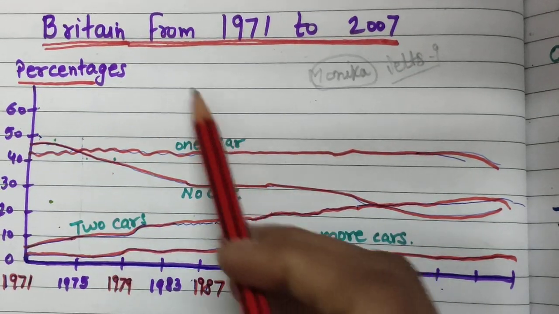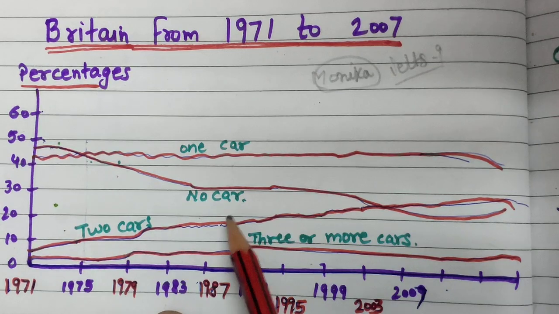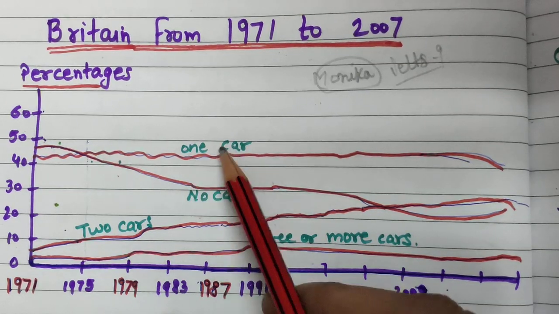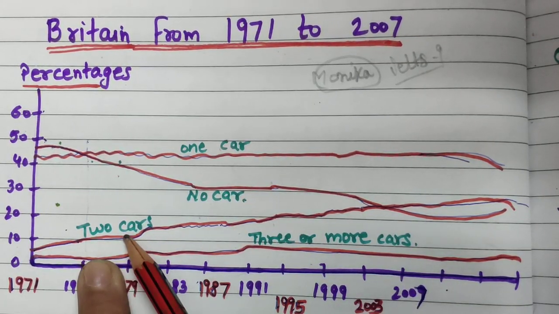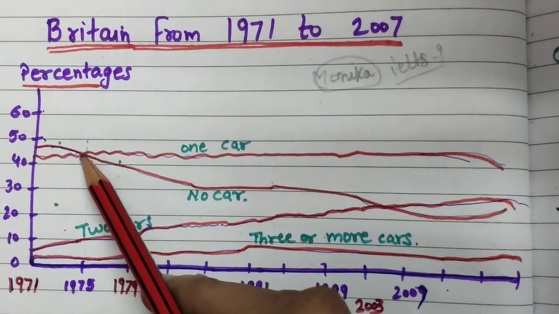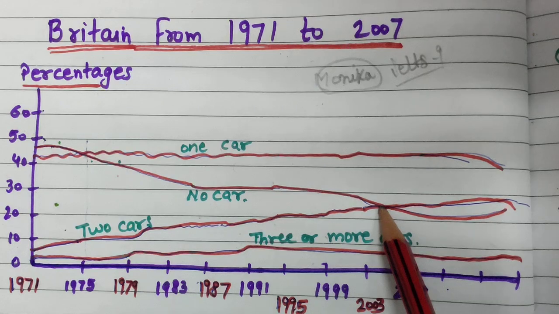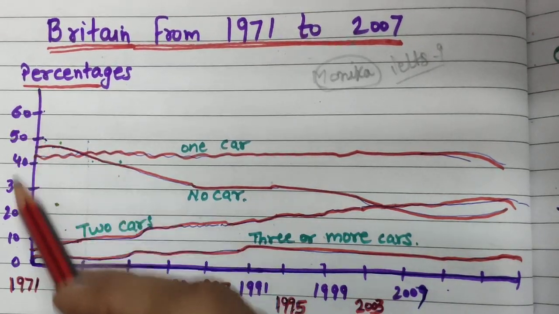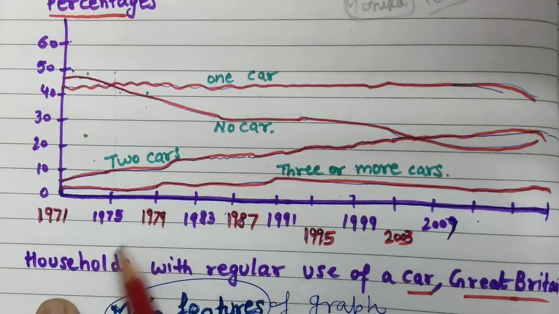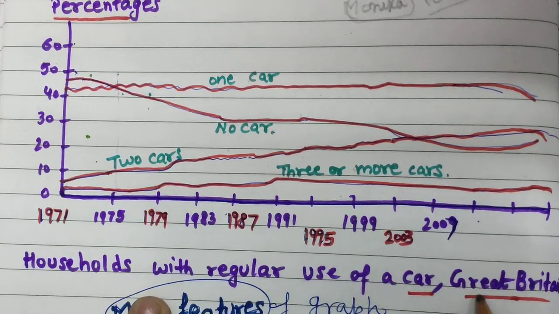How I am analyzing, how I am reading any graph or chart, you just notice how I will be doing everything. So here I can see 4 lines, 1, 2, 3, 4. The first line name is 1 car, the second is no car, the third line name is 2 cars and the fourth one is 3 or more cars. Of course here I can see this line is cutting this line and here also this line is cutting down. Okay, so here years, here percentages. Okay, and here something is also written under this line chart: households with regular use of a car, Great Britain.